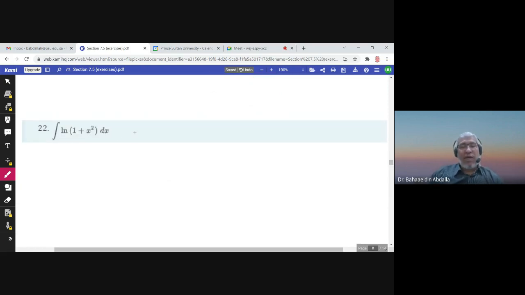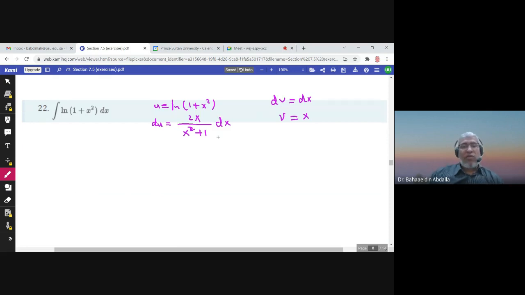Ln alone, I have to use integration by parts by taking u as ln of 1 plus x squared, and then du would be 1 over x squared plus 1 times 2x, the derivative of x squared plus 1. And dv is dx, v is x. Now this would be uv minus integral v du. If you multiply v times du, I'll have 2x squared over x squared plus 1 dx.